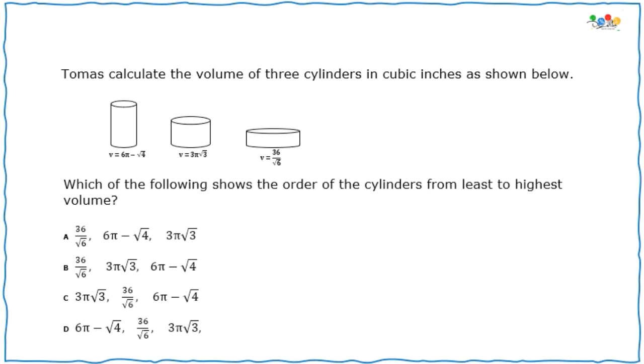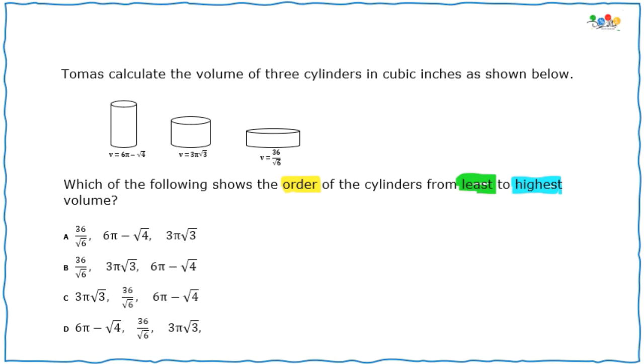All right. Question says, Thomas calculates the volume of 3 cylinders in cubic inches as shown below. Which of the following shows the order of the cylinders from least to highest volume? So what's the first thing that I need to consider? Well, they want me to compare it, right? Because it says order. And they want me to order them from least to highest.